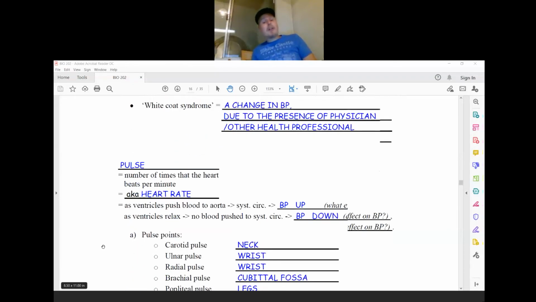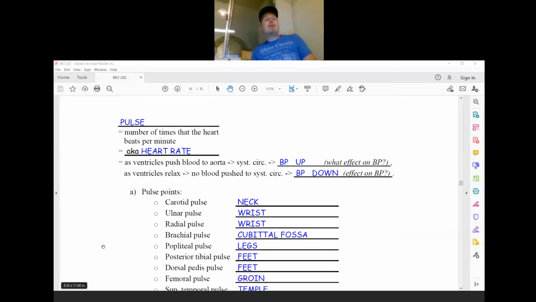The other concept that we talked about was pulse. Pulse tells us the number of times that the heart beats per minute, so that gives us our heart rate. These terms can be used interchangeably. As the ventricles push the blood out to the aorta, to the systemic circulation, that's when the blood pressure shoots up. And when the ventricles relax, there's no longer blood being pushed out to the systemic circulation, so blood pressure drops.